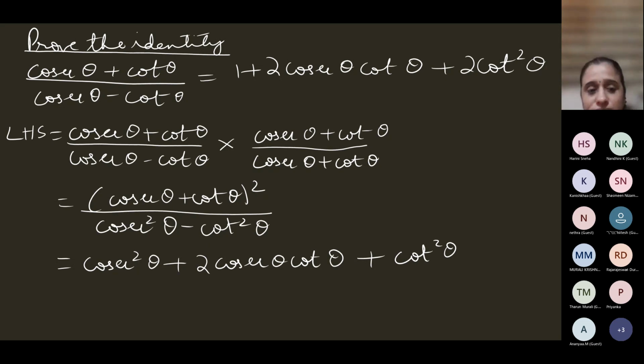Now what should I do? We are close. You can see what do you need? You need 2 cosecant theta cot theta. So let that remain. And there is cot square theta also in the RHS. So let that remain. What is not there in the RHS? What is not there in the RHS? Please answer.